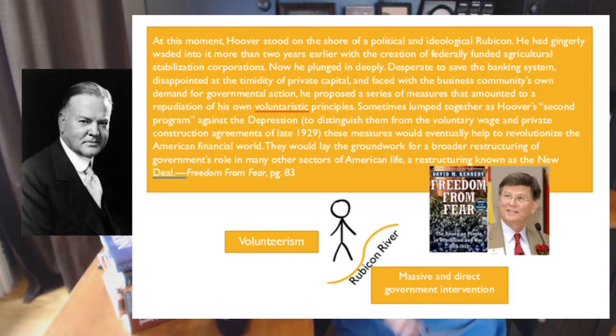So basically, Hoover believed in voluntary programs, but now the Depression gets worse and he crosses the Rubicon, meaning there's no going back. He crosses from voluntary action by the American people into government-directed action.